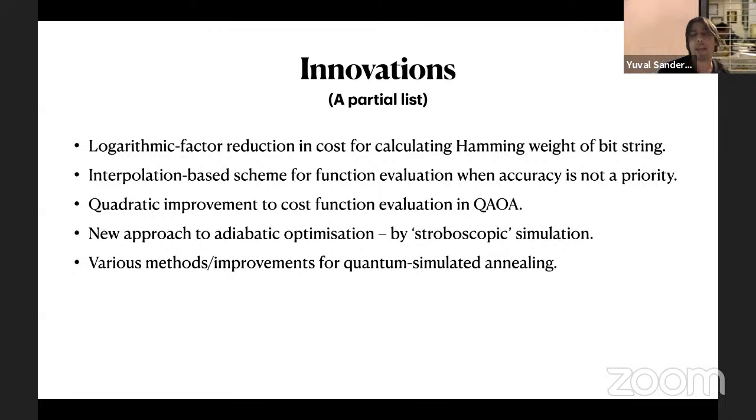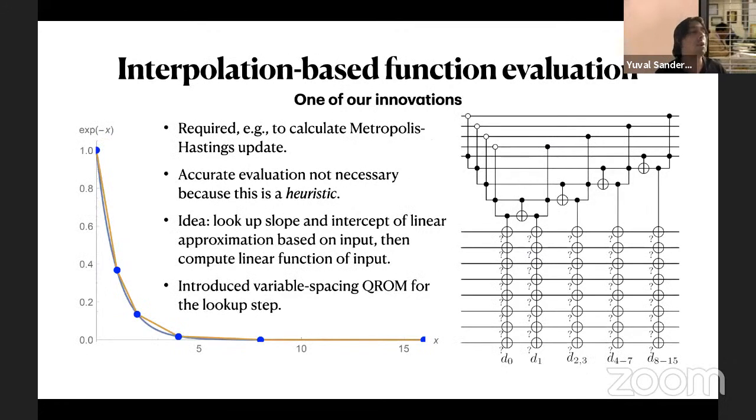And again, just to highlight some of the work that goes into this, I'll pick on one of these and explain it a little bit further, but in the interest of time, I'm not going to get into this too much. Again, 77-page paper. So for the interpolation-based function evaluation, we need to, for example, calculate a Metropolis-Hastings update rule if that's the way that we're going to do simulated annealing. And we have to do this on a quantum computer if we're going to do a quantum version of this. And again, it's not really necessary to accurately evaluate what turns out to be an exponential function, or maybe the arcs of an exponential function, in the Metropolis-Hastings update.